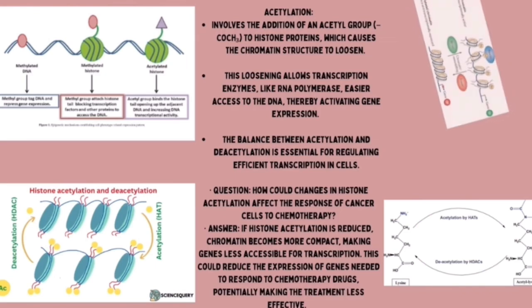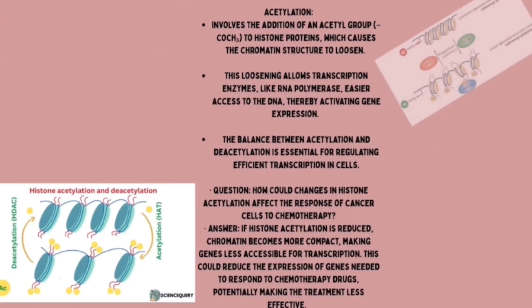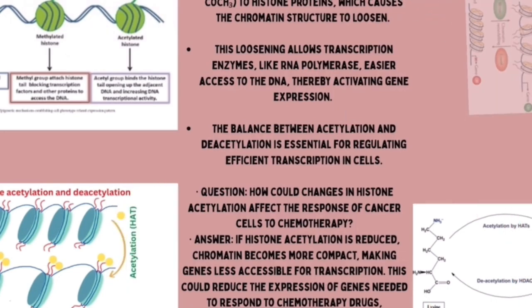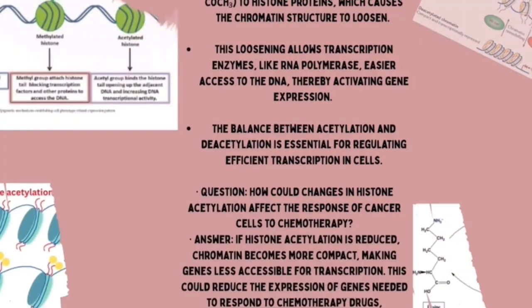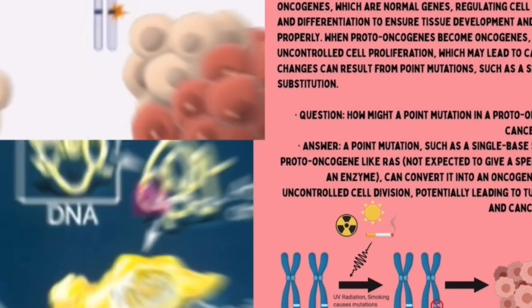Acetylation involves the addition of an acetyl group to histone proteins, which causes the chromatin structure to loosen. This loosening allows transcription enzymes like RNA polymerase easier access to the DNA, thereby activating gene expression. The balance between acetylation and deacetylation is essential for regulating efficient transcription in cells.